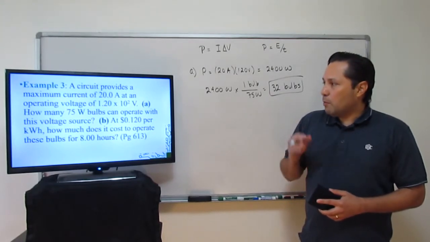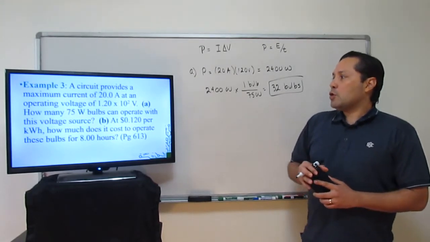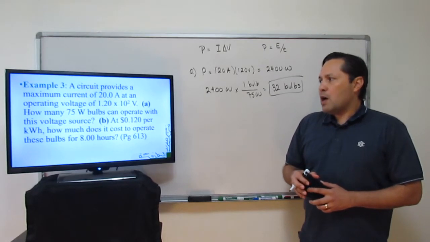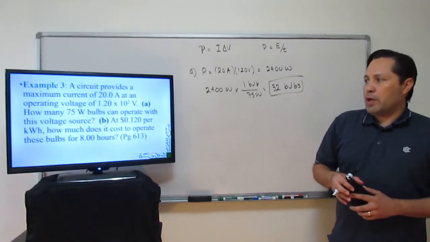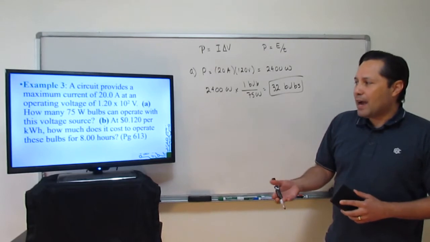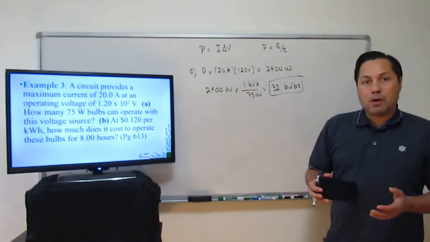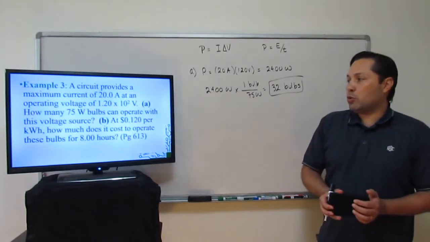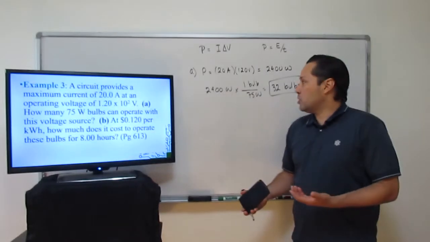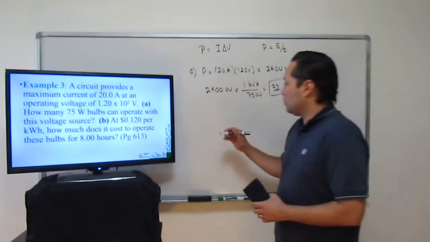All right, so now part B. They ask you, at a cost of 12 cents per kilowatt hour, how much does it cost to operate these bulbs for 8 hours? So now we're going to leave them on for 8 hours. It's costing us 12 cents per kilowatt hour. Let's go ahead and work out this problem.